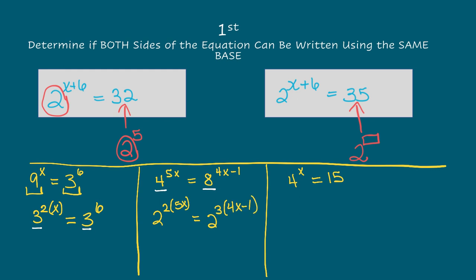And in the last one, I have a 4 and I have a 15. There is no number that I can write by using the same base in order to get a 4 and a 15. So these cannot be written using the same base.